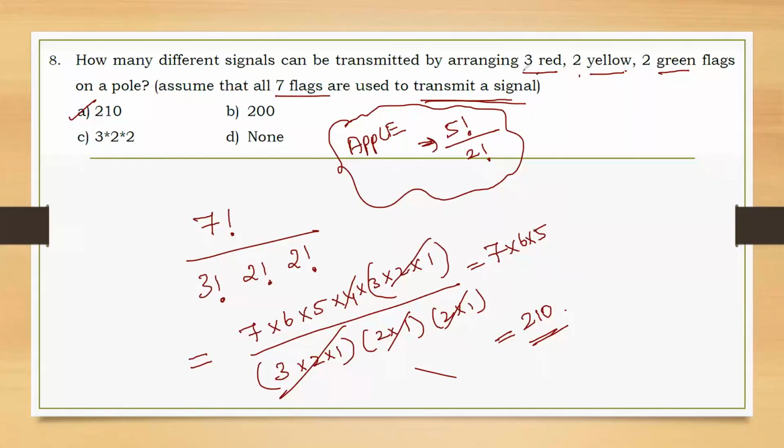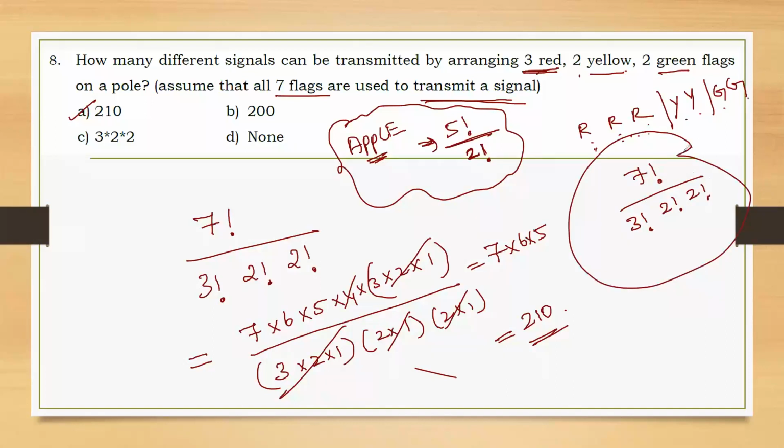Since red are similar, right? We have 3 red, all the red are similar. If you have yellow, both the yellow are similar, same letter. Like in apple, we have 2 P's, right? You divide by 2 factorial if it is similar. Like that, here we have 3 red, 2 yellow, and 2 green. So total, we are going to arrange 1, 2, 3, 4, 5, 6, 7. So 7 letters, 7 factorial. In that, R repeated 3 times, Y repeated 2 times, and G repeated 2 times. Is it clear now, Deepan?